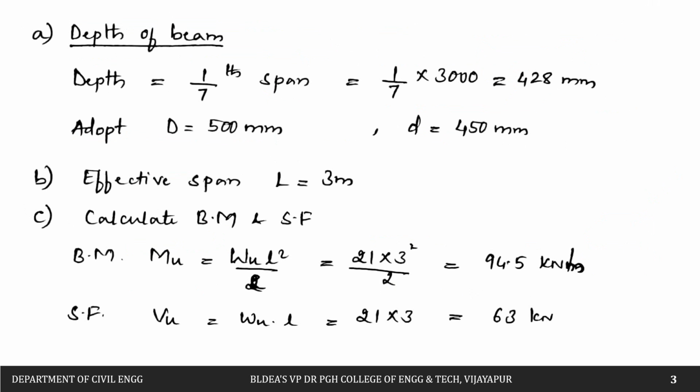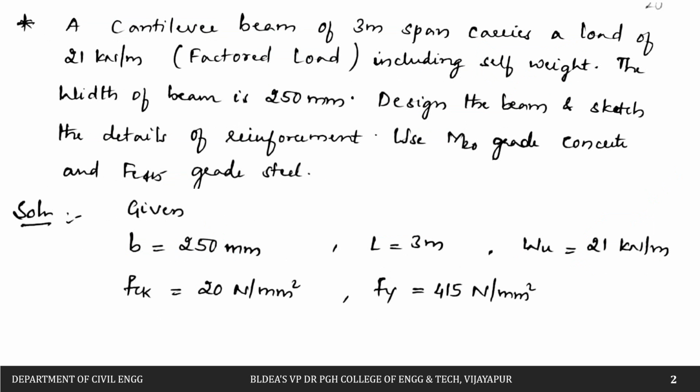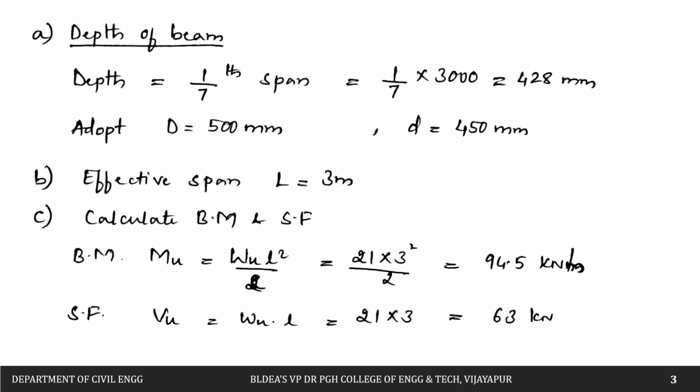First, we have to fix the dimensions of the beam, that is b and D. So b is already given to us, 250 mm. Then next we'll try to fix the depth of the beam. The depth of the beam we can take as 1 by 7th of the span, or span by 7. So span is 3000 mm divided by 7, and we will get 428 mm. So somewhere near to this value we can assume the overall depth of the beam. Let us assume the depth of the beam is 500 mm, and let the effective depth be 450 mm.